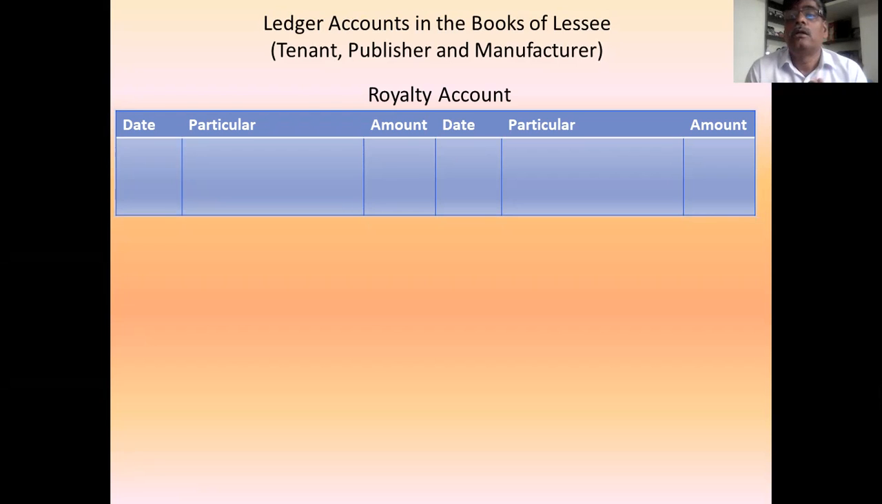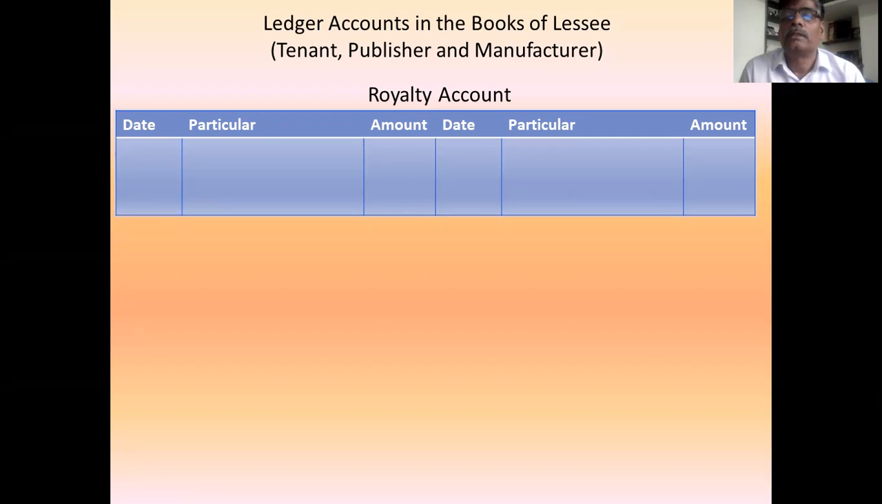Debit side, name of the lessor. If the name is not given in the problem, you write to lessor or to landlord. Okay. Debit side to lessor, credit side by P&L. And for the amount on both debit and credit side, you take the amount from the royalty column and record that amount on both sides.